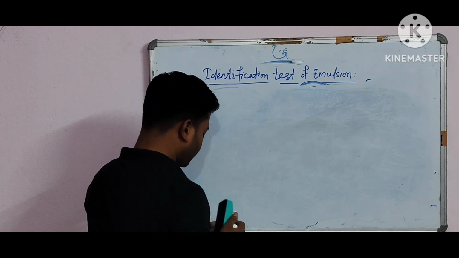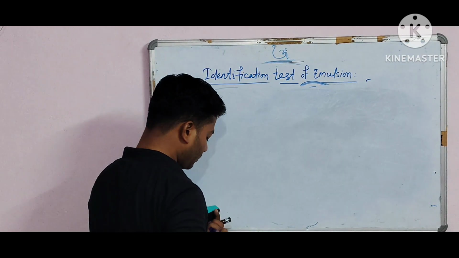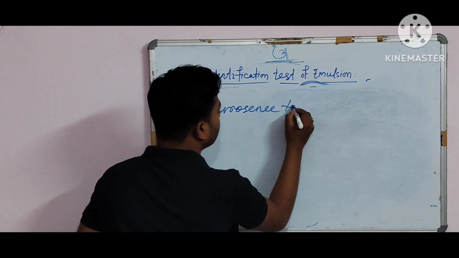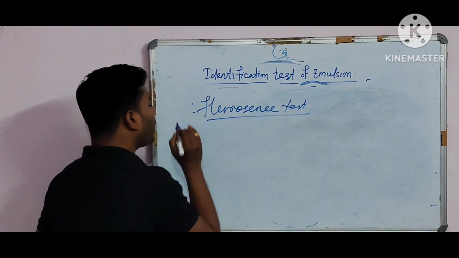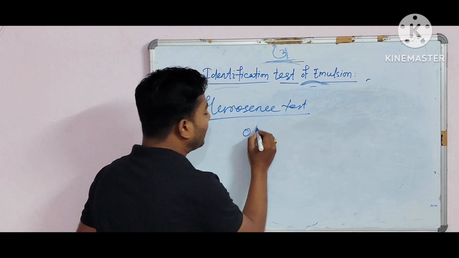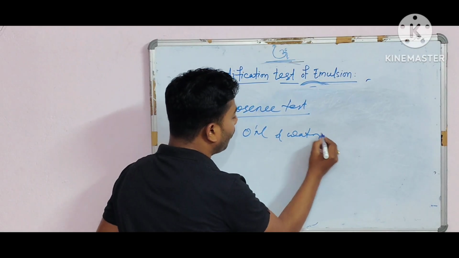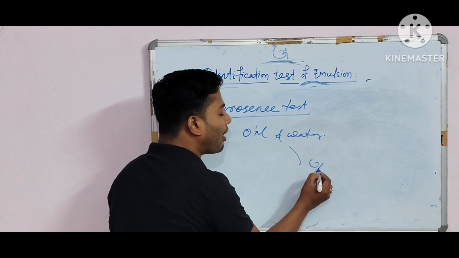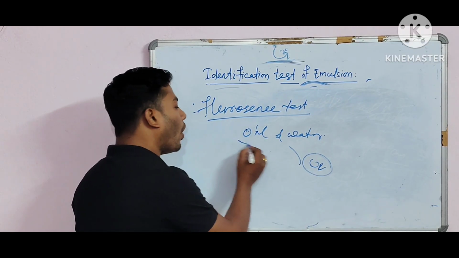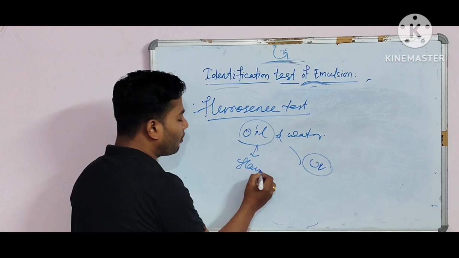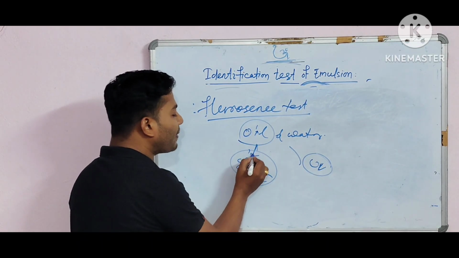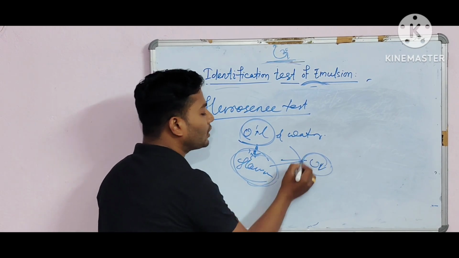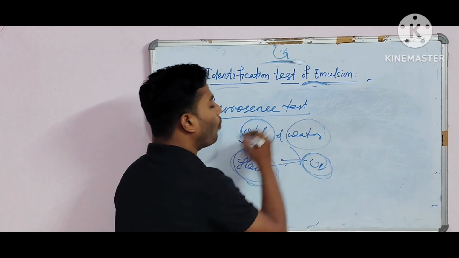And the next parameter is the fluorescence test. Before you know that, first of all you should know about oil and water. When oil and water come in contact with ultraviolet rays, the oil shows fluorescence. Why? Because of the physical properties of the oil, it shows fluorescence when it comes in contact with ultraviolet rays, compared to water.